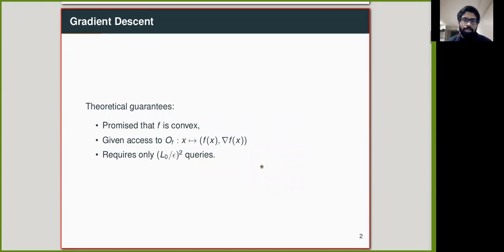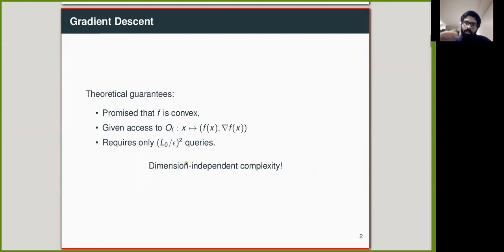For instance, if you're promised that your unknown function is convex, and you're given access to an oracle that on input x outputs the function value and the gradient of f at x, then given access to this kind of oracle, gradient descent requires only L0 squared by epsilon squared queries. And this is a dimension-independent upper bound. So it doesn't matter even if you had a billion or a trillion parameters, you could still find an epsilon-optimal solution using only this many queries.